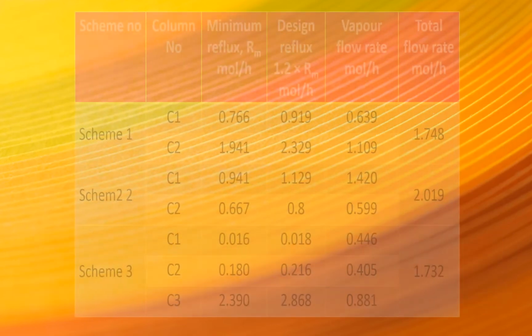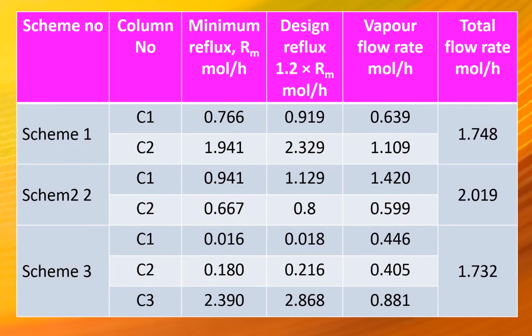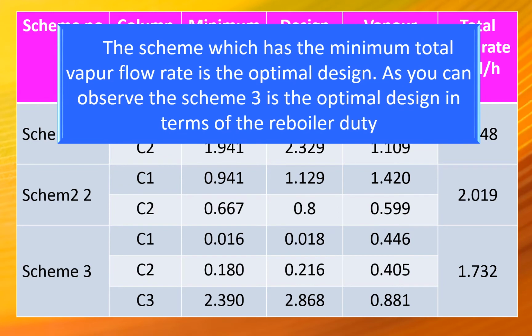Scheme 1 has 2 columns, scheme 2 also has 2 columns, and scheme 3 has 3 columns. Assuming saturated liquid feed for each column, we determine the minimum reflux ratio, the design reflux ratio, and the vapor flow rate through the column. Finally, we determine the total vapor flow rate for the scheme. The scheme which has the minimum total vapor flow rate is the optimal design. As you can observe, scheme 3 is the optimal design in terms of the reboiler duty.